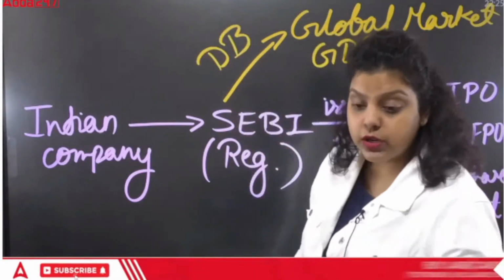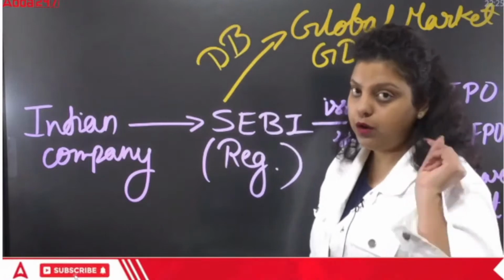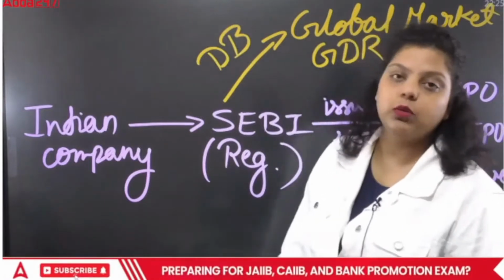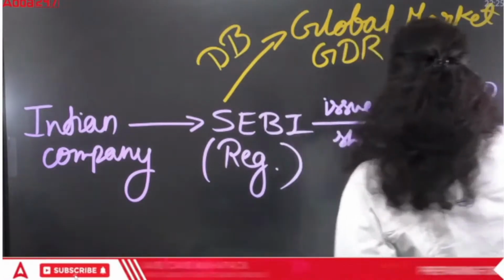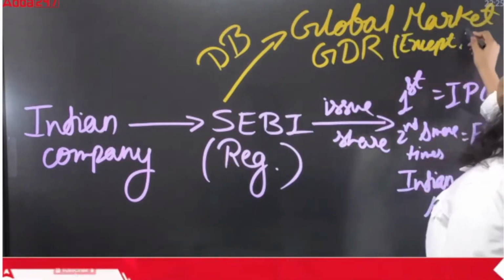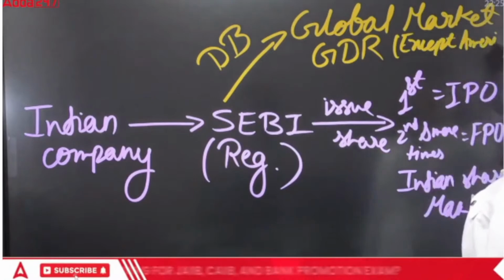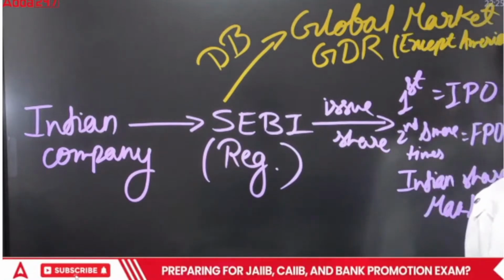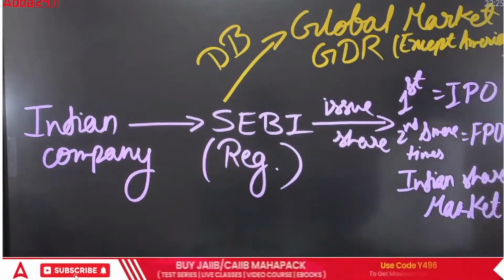An Indian company will issue its shares to the global market with the help of a depository bank, and that will be known as a Global Depository Receipt. Make sure it does not include America. A GDR can be issued to any country except America.